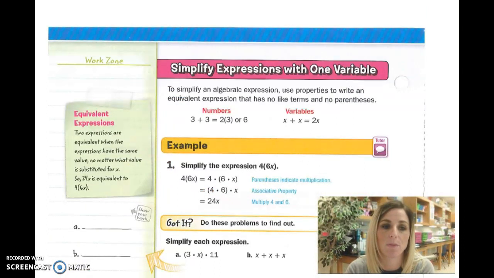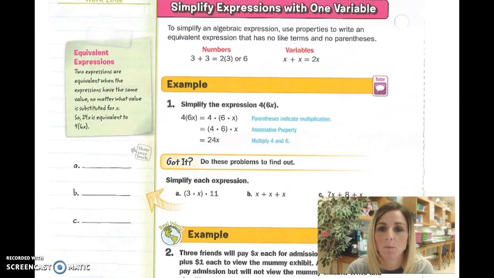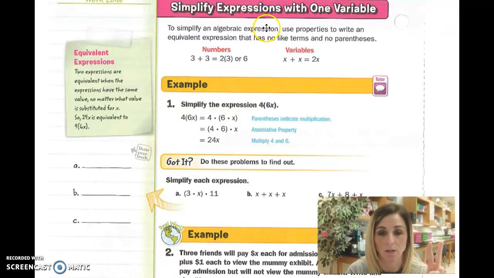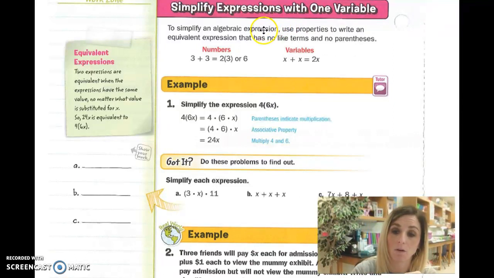So let's flip through, for this lesson, and we are going to work on simplifying expressions with one variable. There's only one, okay? When we get to the next page, we're going to introduce two variables, possibly like an x and a y, or an L and an M, or a T and an S. But for this purpose, we are looking at only one variable.